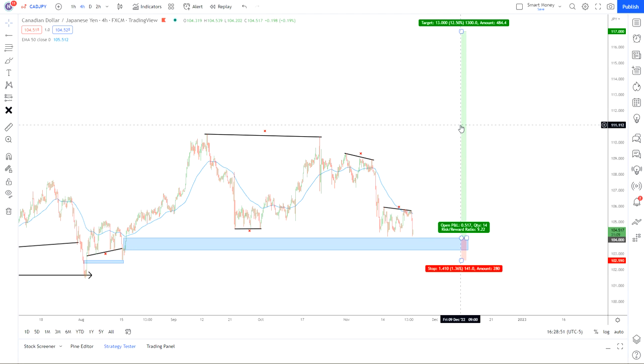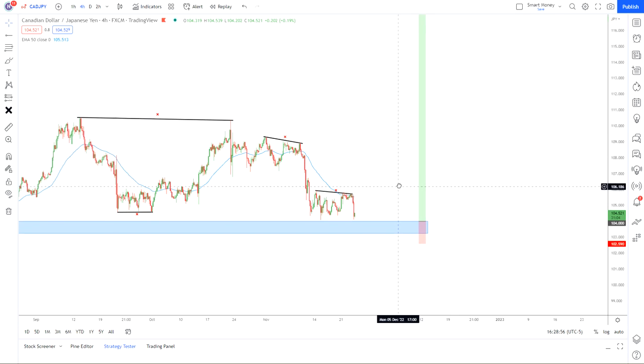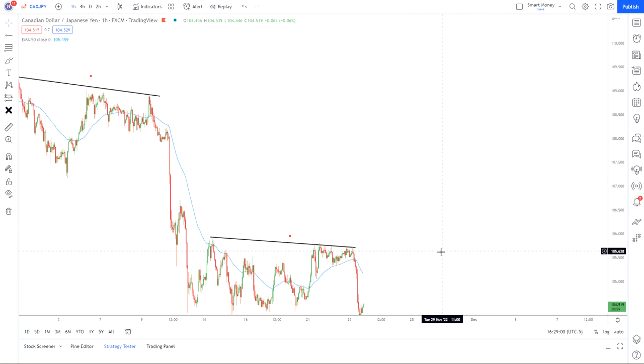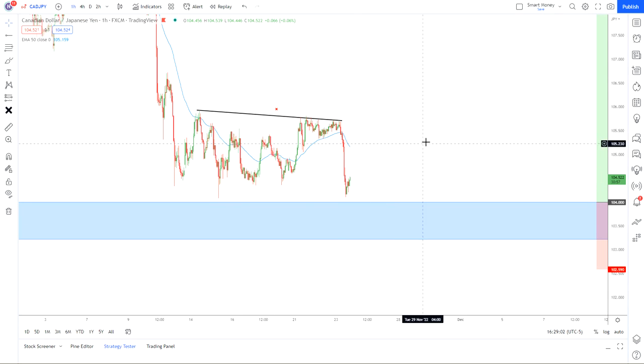This is a 141 pip stop loss and a 1300 pip take profit. This is a higher time frame trade. This will take a while, I understand. But what we can also do is take advantage of lower time frame breakouts.